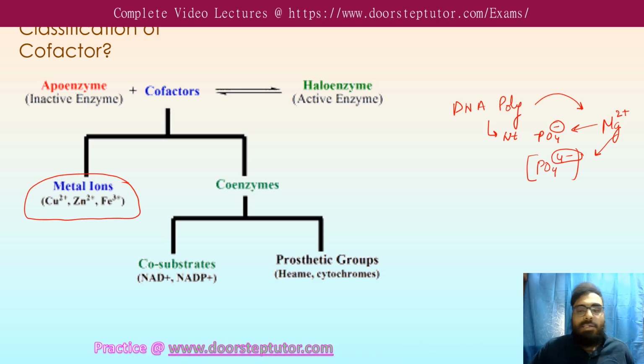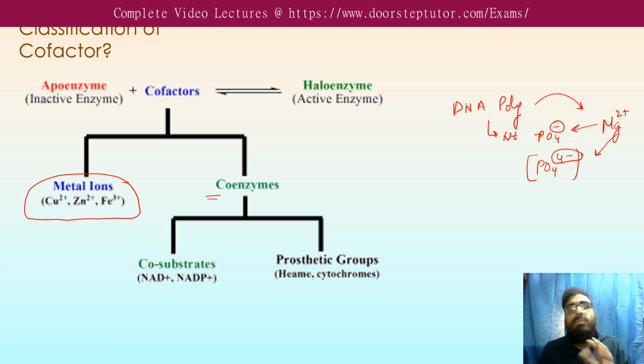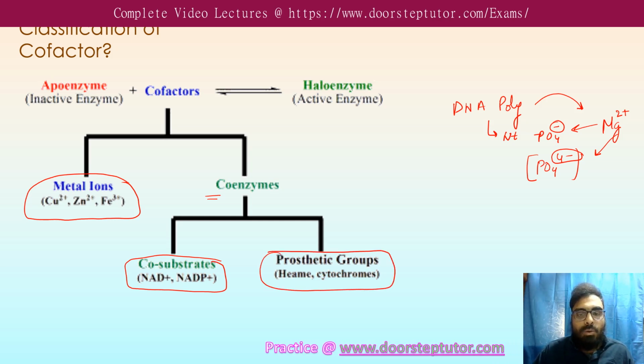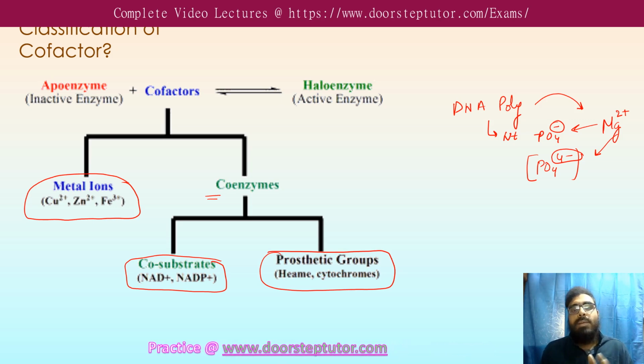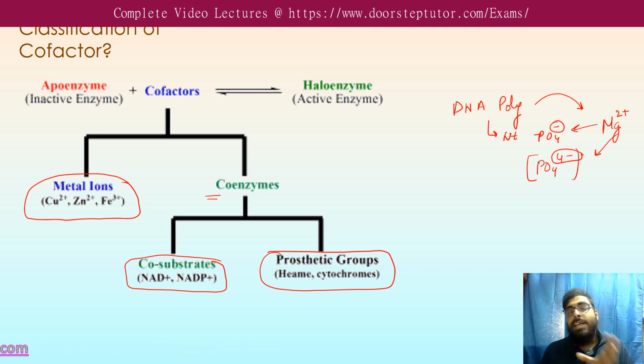Next is coenzyme. They are needed by the enzyme to complete their reaction. They can be co-substrates like NAD+ or NADP+, or they can be prosthetic groups. Prosthetic groups are actually a part of the enzyme and are very tightly bound to the enzyme. Co-substrates or coenzymes are loosely attached, like NAD and FAD. They can go their way also.